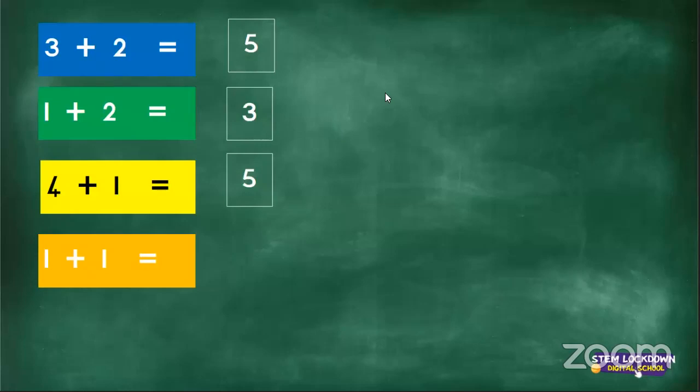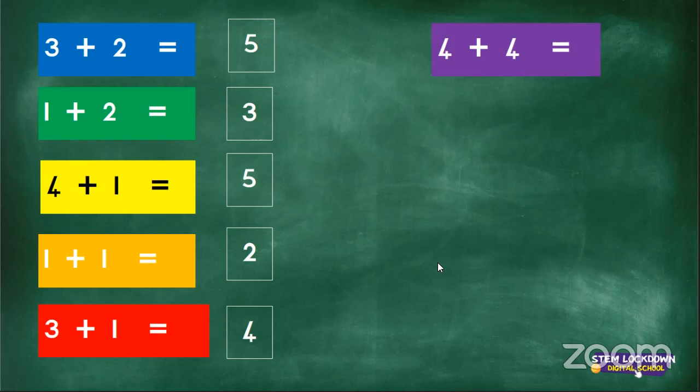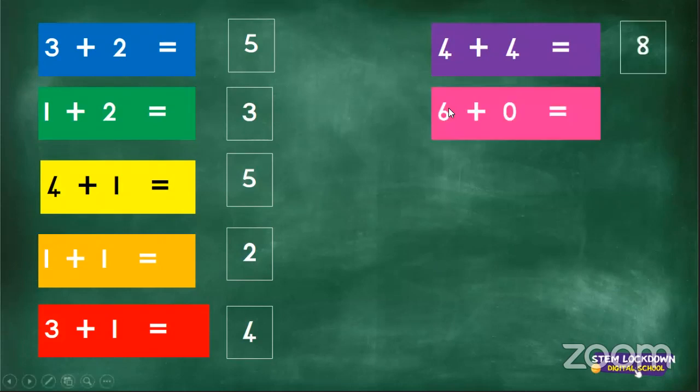I want you to write down the answer. 3 plus 1 equals 4. Good. 4 plus 4 equals 8. Very good. Let's have a look at the beautiful pink one.